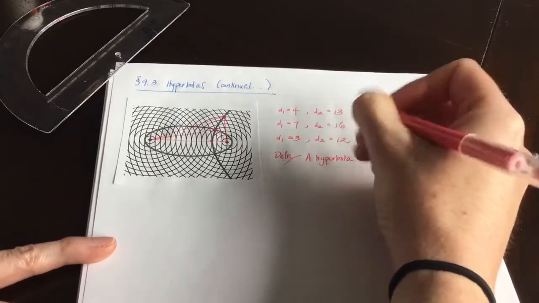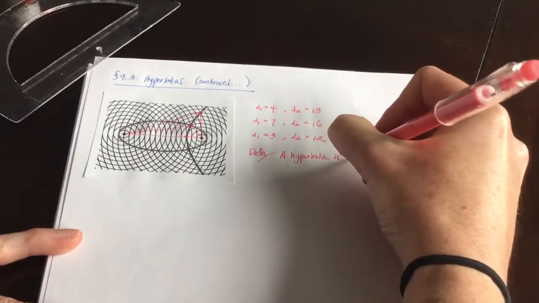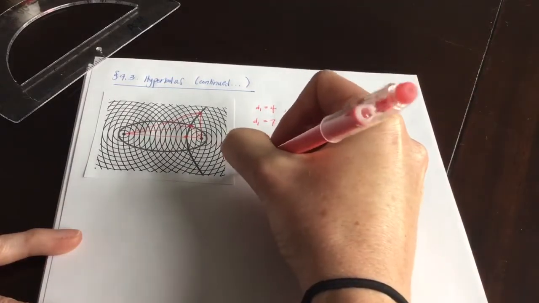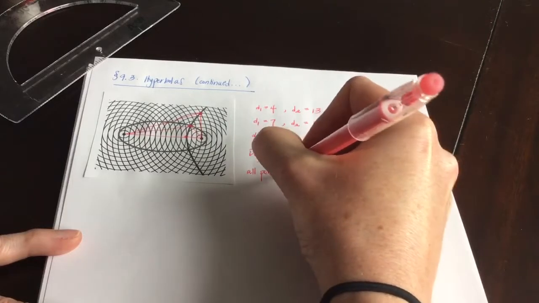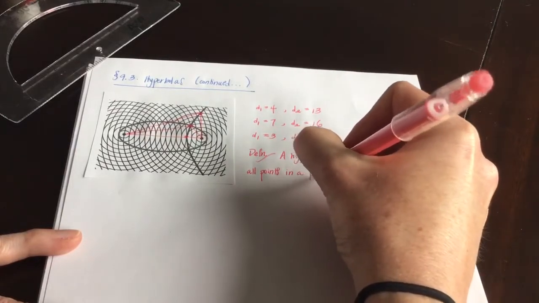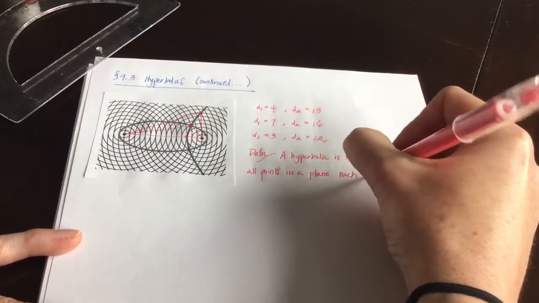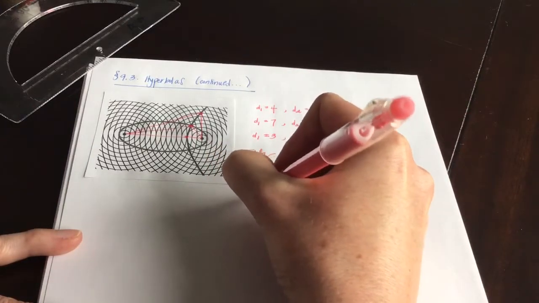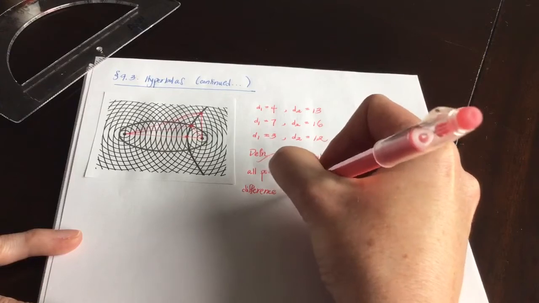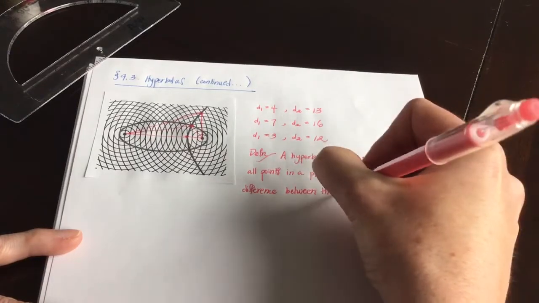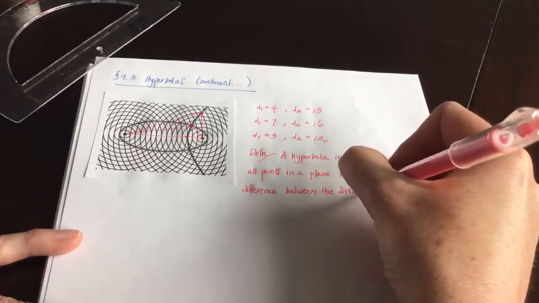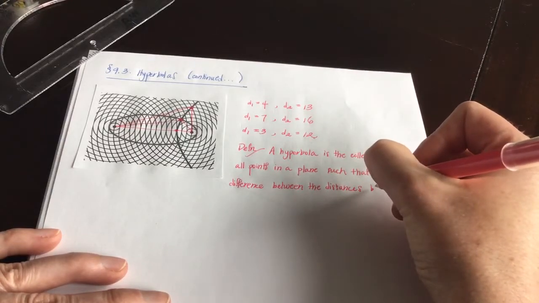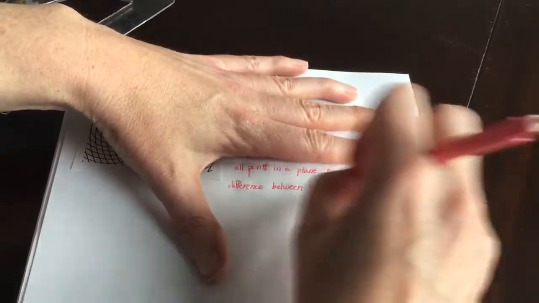A hyperbola is the collection of all points in a plane such that the difference of the distances between, let's word that a little differently so it doesn't have two betweens.